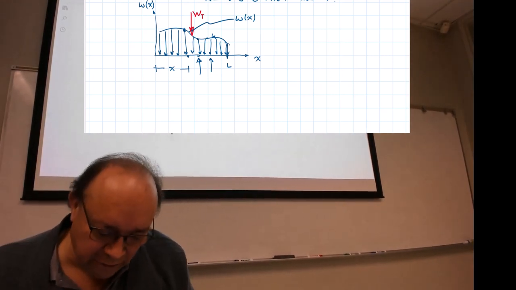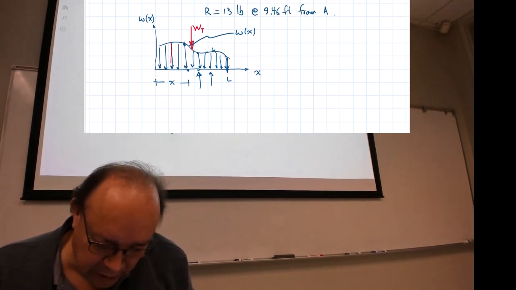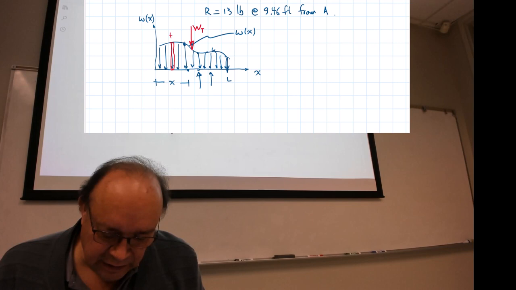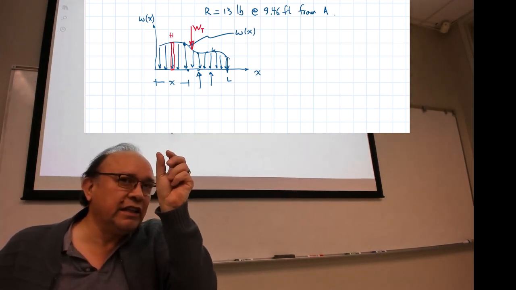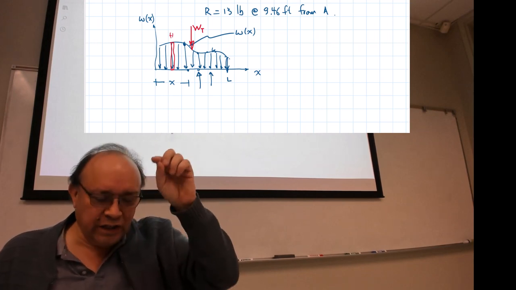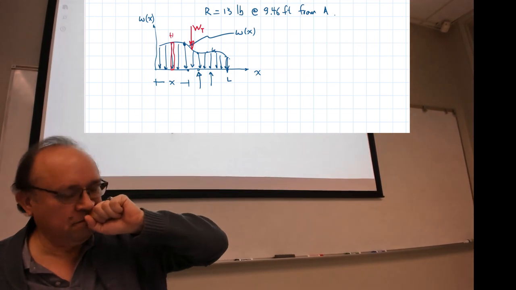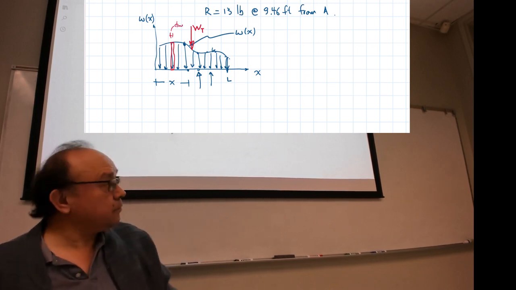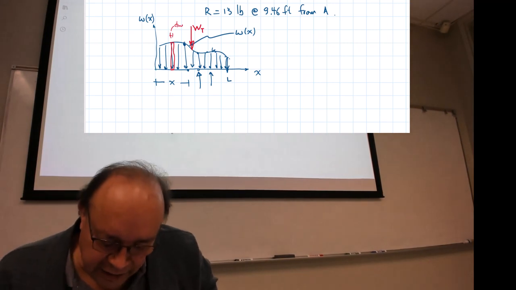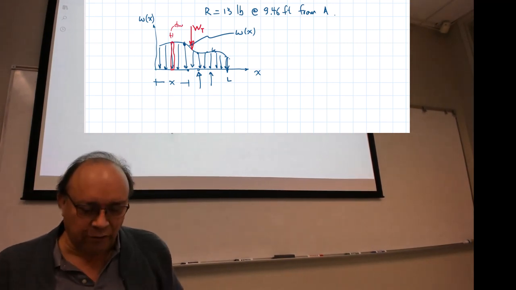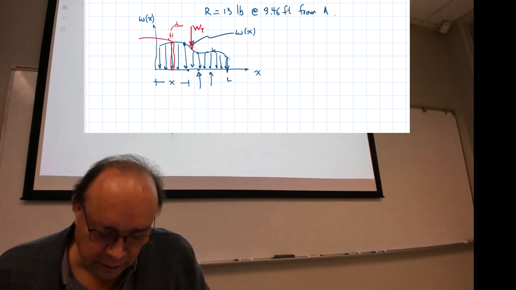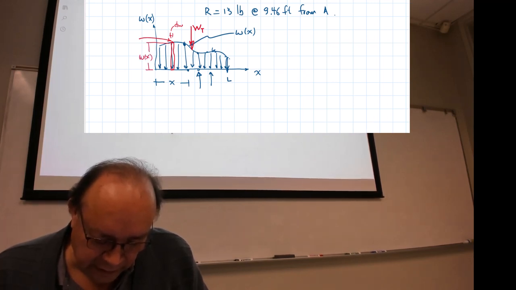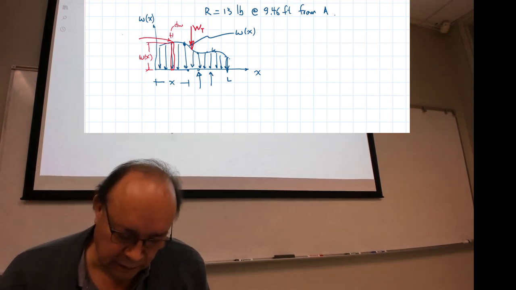So we divide all this load into little pieces, like rectangular pieces like this. Very thin, so we can consider that the load is constant in that little piece. We can consider that little red rectangle as a rectangle that has a base of dx, and the height is whatever the function of the load is at that point. This height is W of x at that specific point x.